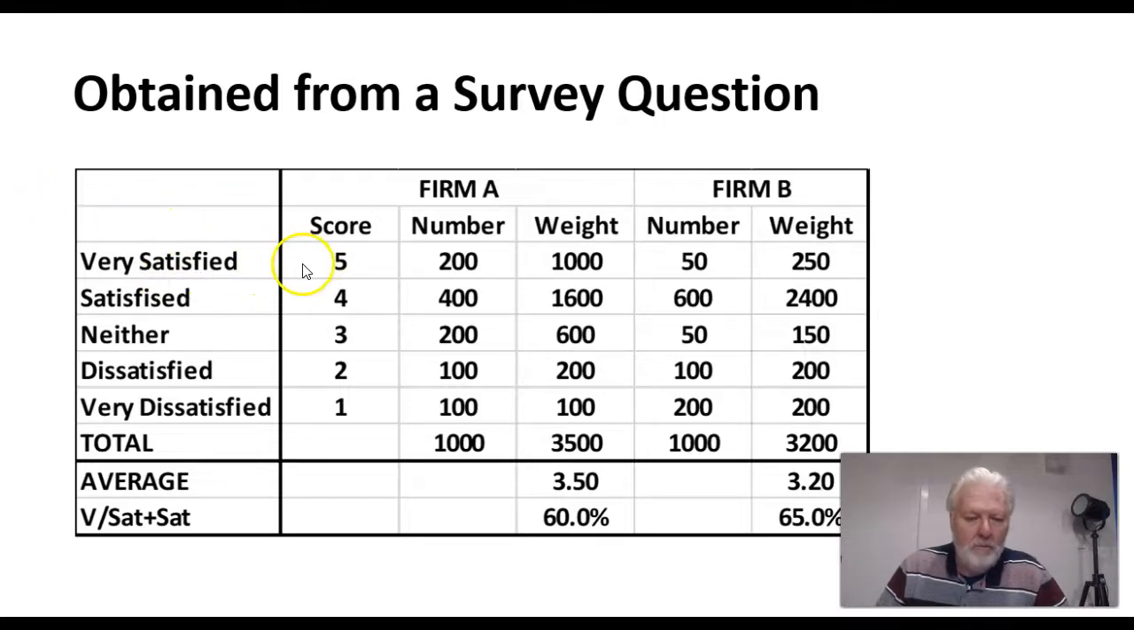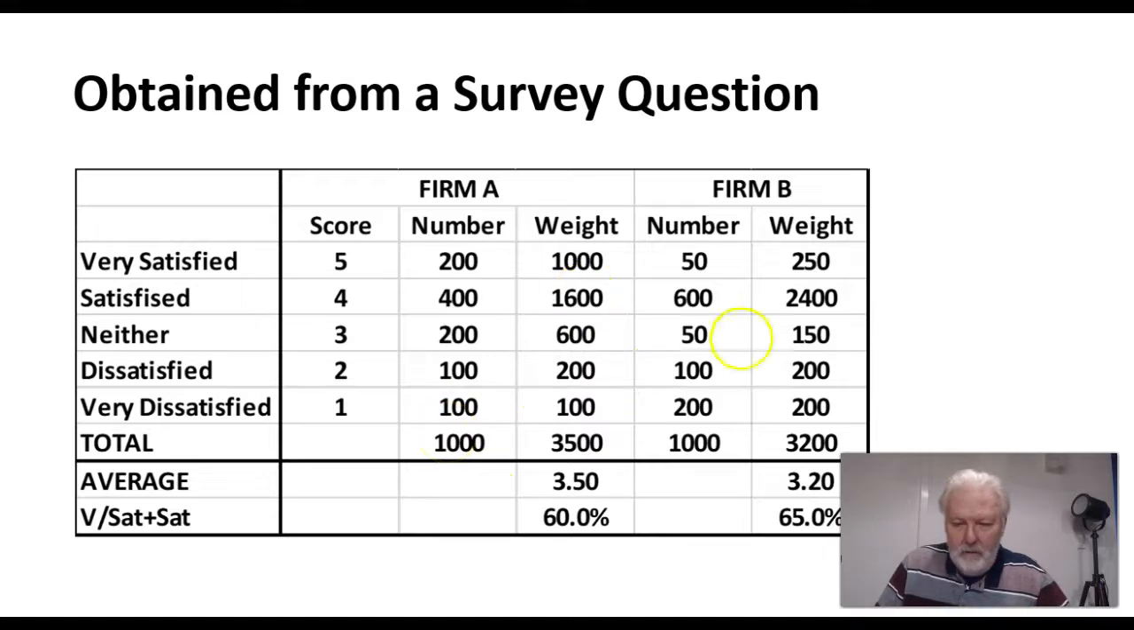So when we score it, I've got 5, so they score there, and let's say there's 200 consumers, and I'm just going to multiply that out, so it gives me 1,000. 4 is the next score for satisfied, times 400, etc., etc. I end up with 1,000 consumers in my sample, and the total points is 3,500. That gives me an average of 3.5.